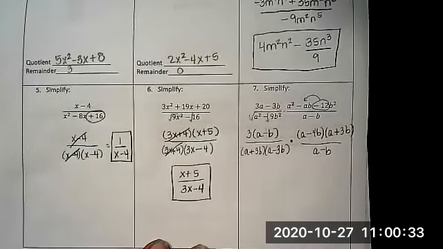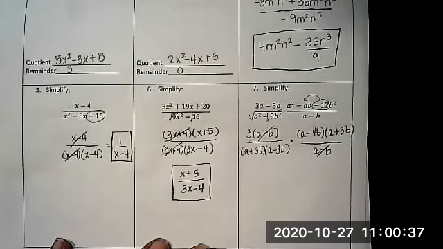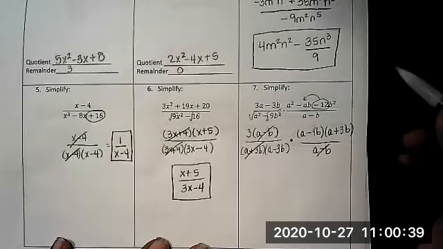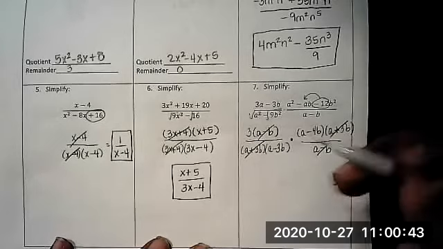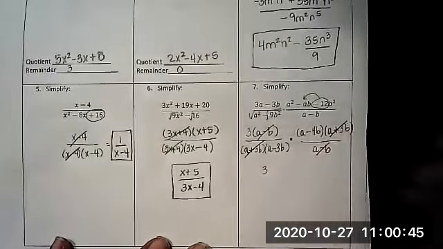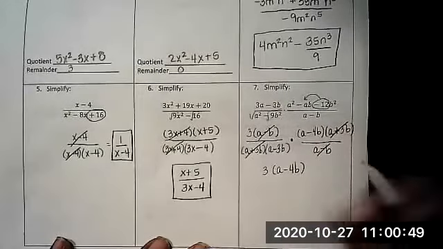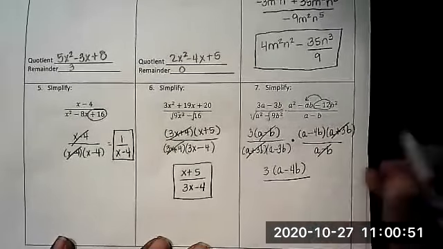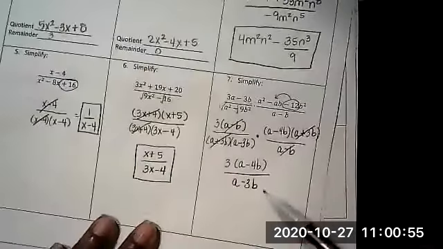And now we can simplify. So we can simplify the a minus b, and it looks like a plus 3b and a plus 3b cancel out. Now what is left over? 3 is left over at the top, and a minus 4b is left over at the top. And then at the bottom, a minus 3b is left over, okay?